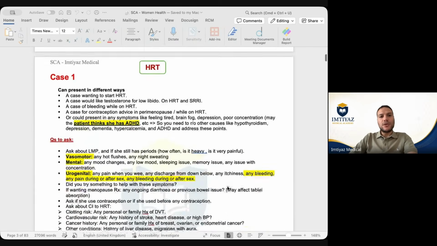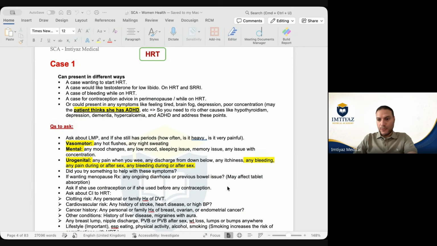So let's start with the HRT. It is a very hot topic for your daily practice and for the SCA exam. HRT can come in different ways. We'll give you some case scenarios to be aware of. So the easiest one is: doctor, I would like HRT.